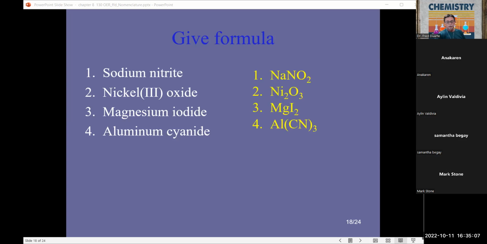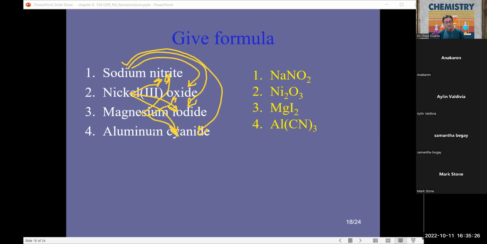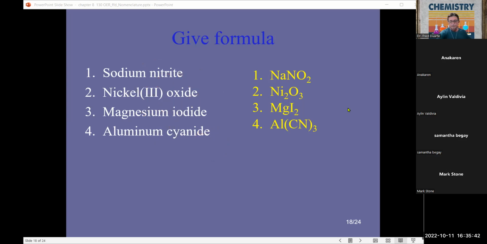The other thing too is, again, sodium oxide, sodium iodide, sodium cyanide, as you can do with nickel nitrate, nickel iodide, nickel cyanide, magnesium nitrate, magnesium oxide, magnesium cyanide, and the same with aluminum: aluminum nitrate, aluminum oxide, aluminum iodide, and so forth. Again, building your metal and non-metal combinations to write actual compounds.